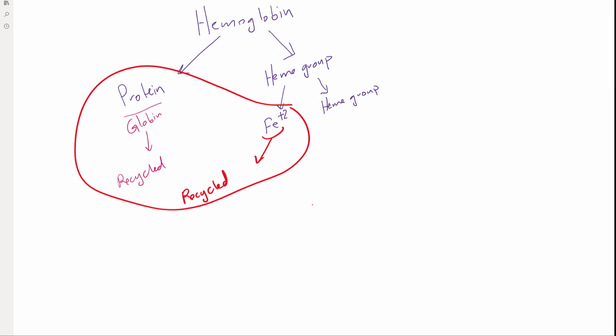So what's going to happen, it will be sent from the spleen, sent to the liver. So let's assume this is in the spleen, okay? It will be sent to the liver. In the liver, the heme group will be converted to bilirubin. The bile is one of the secretions of the liver, so it will get mixed with the heme group and it will turn it to bilirubin.